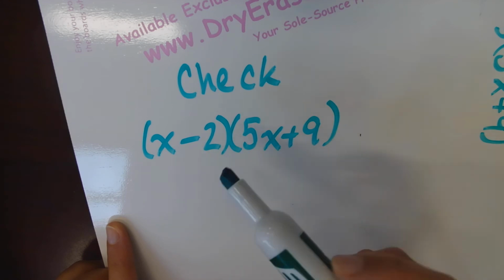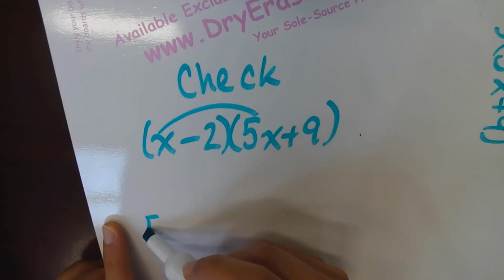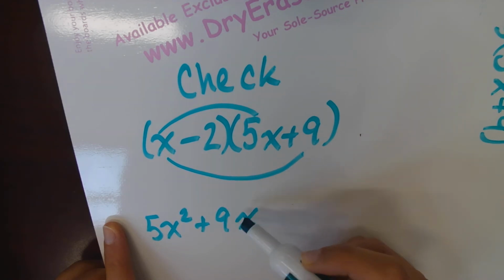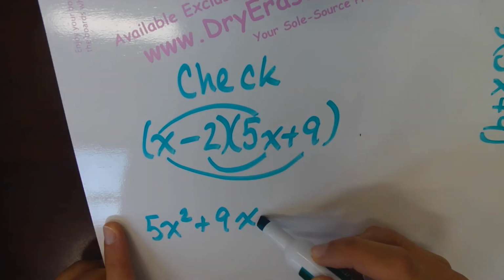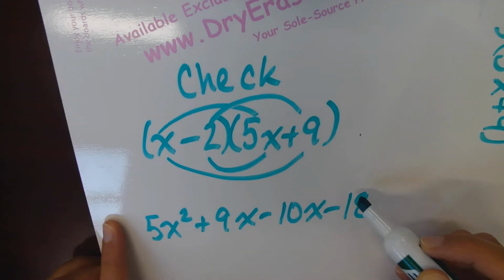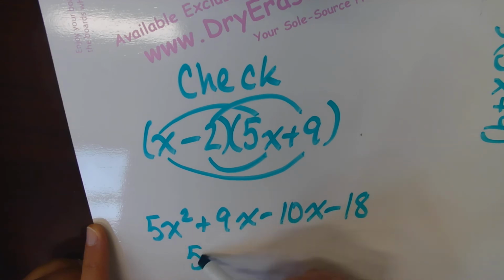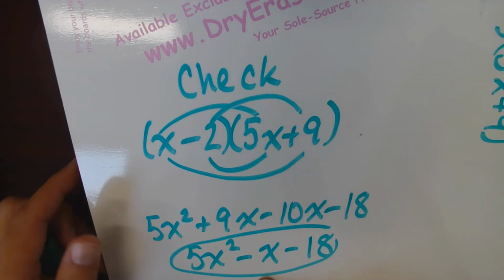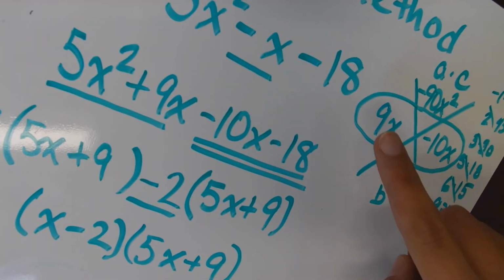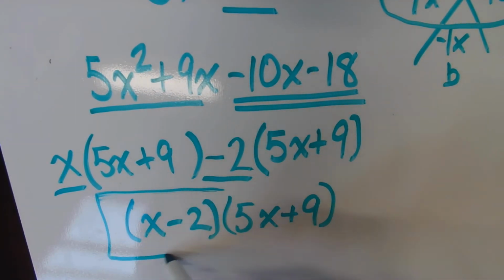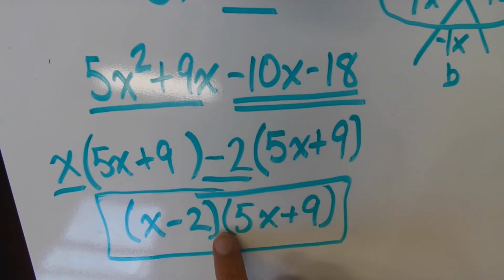Okay, and I'm just going to multiply this out. So x times 5x is 5x squared. x times 9 is 9x. Negative 2 times 5x is minus 10x. And negative 2 times 9 is minus 18. And combine my like terms, 5x squared minus 1x minus 18. And this matches my original answer. Okay, so the goal of factoring is to get it into this form. This is our final answer for the factored form.